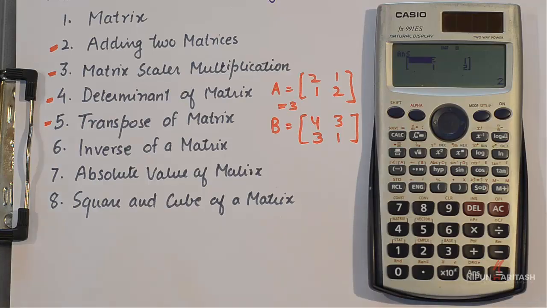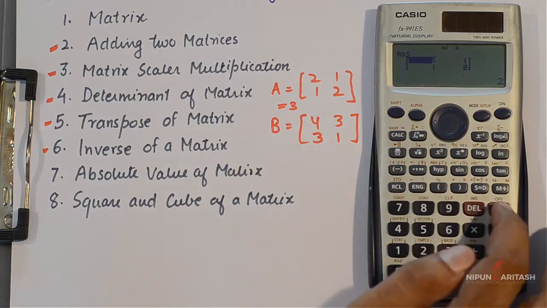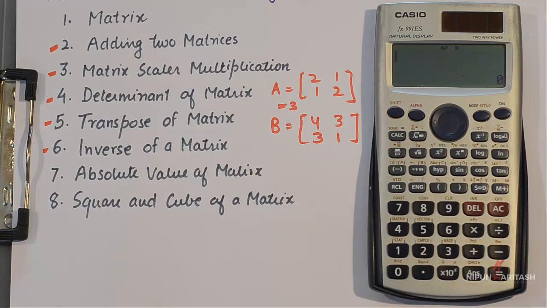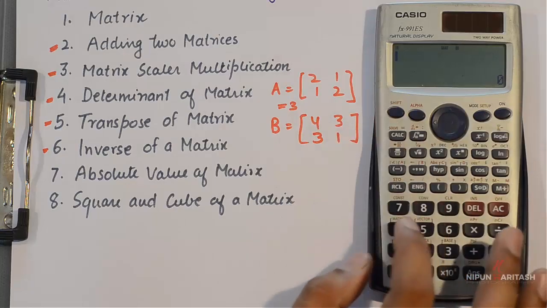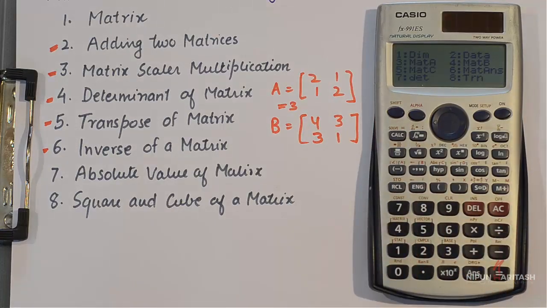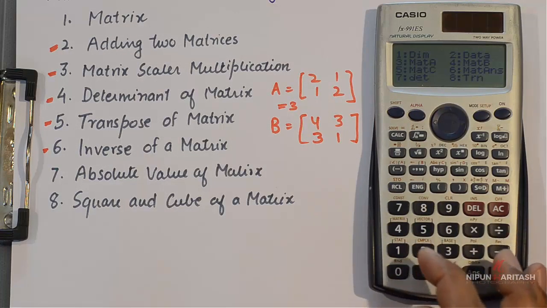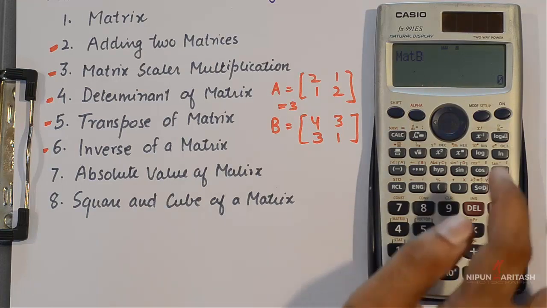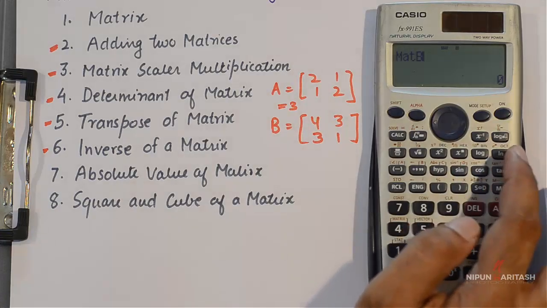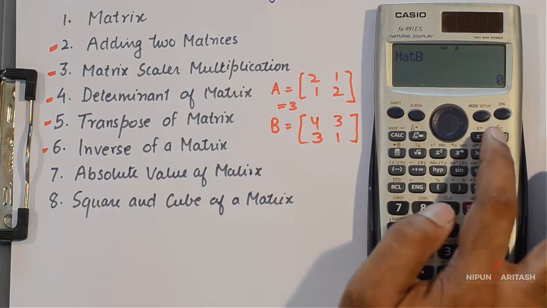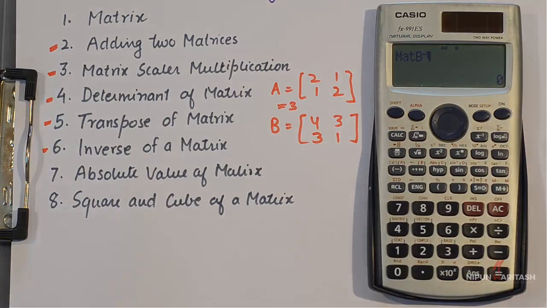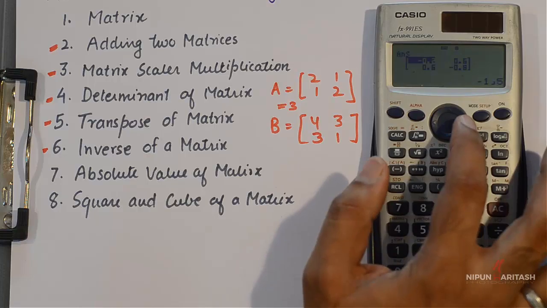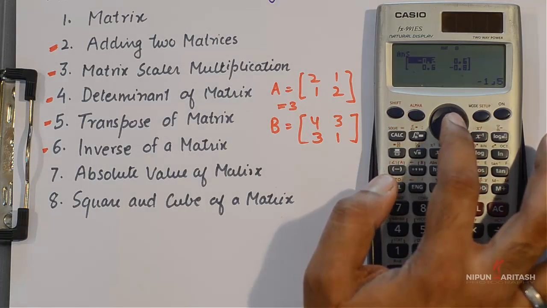And next we'll find the inverse of a matrix. This is a little tricky. Just clear the screen, select the matrix by going into matrix options. For example, I select matrix B this time around, and then press the button that says x raised to the power minus 1 and then equal, and then you will find the inverse of a matrix.